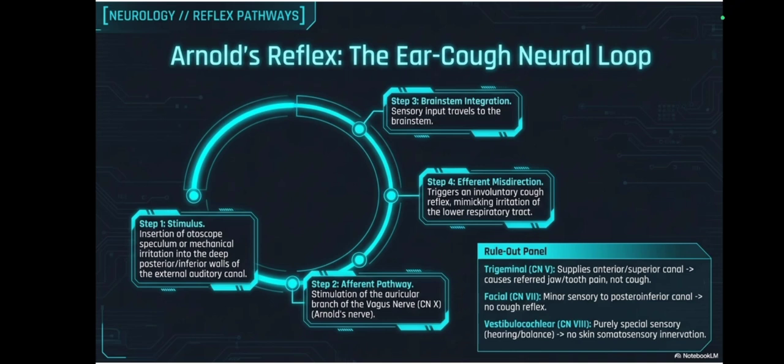Nerve distribution in the ear. Trigeminal nerve V3 branch supplies the anterior and superior canal. Stimulation can cause referred jaw pain but not a cough. Facial nerve, which is cranial nerve 7, has a minor sensory role in the canal. Vestibulocochlear, which is cranial nerve 8, is purely for hearing and balance, with no somatosensory input to the ear canal.